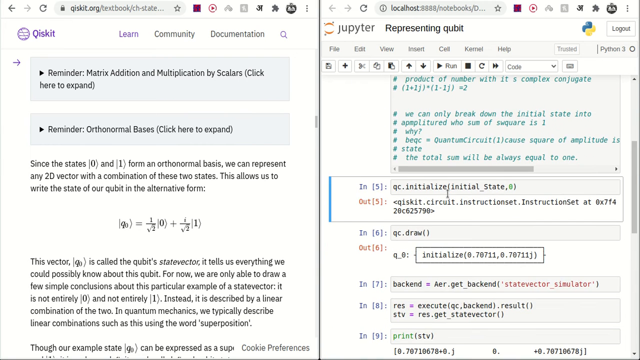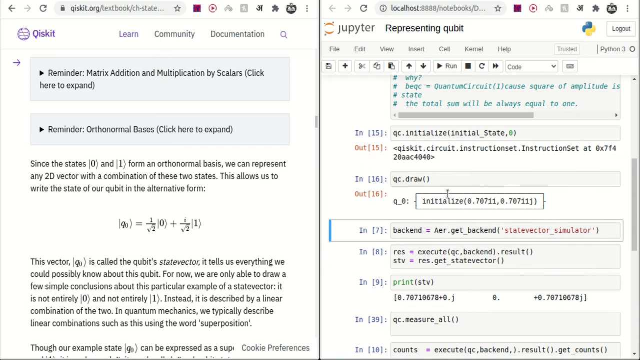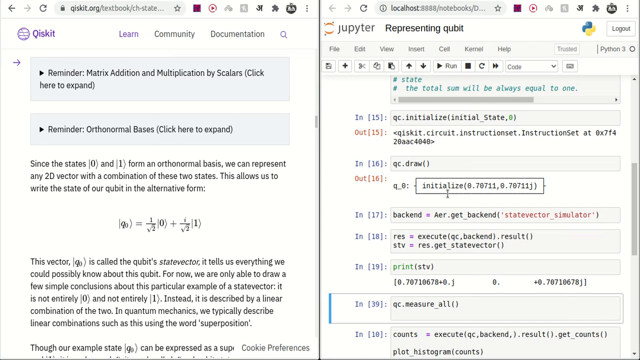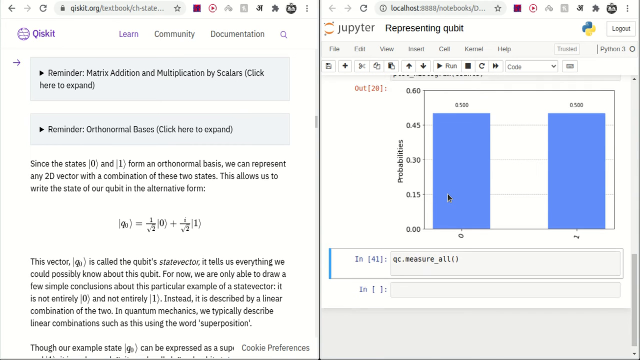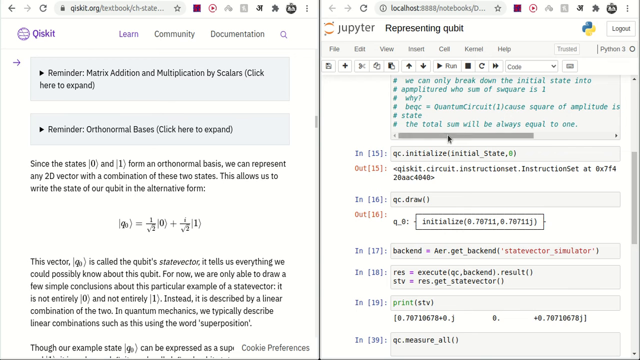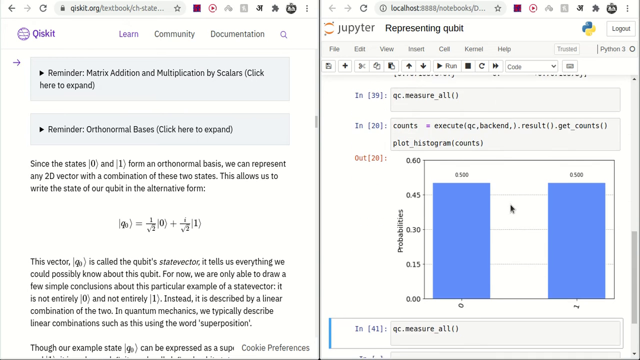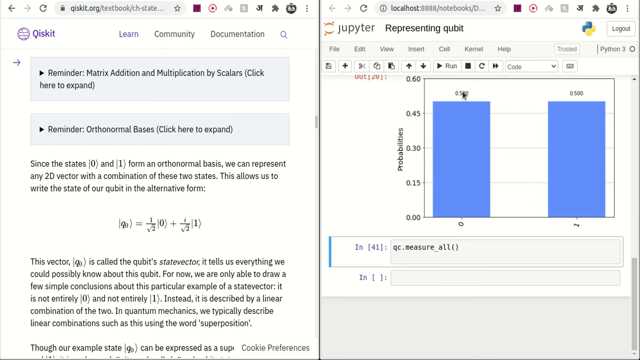Now we have initialized it in our required format. This is 1 by root 2 and this is 1 by root 2. We initialize the state vector, execute it, and get the result. Now we want to measure. So what happens is 50%. The square of 1 by root 2 is 1 by 2, so with 0.5 probability 0 will come, and with 0.5 probability 1 will come.